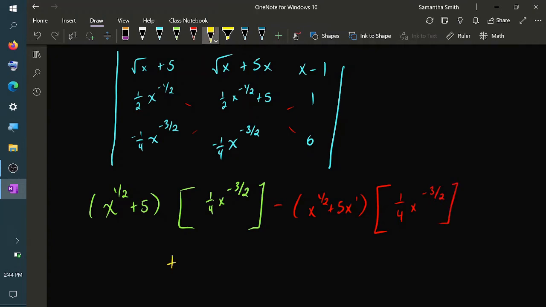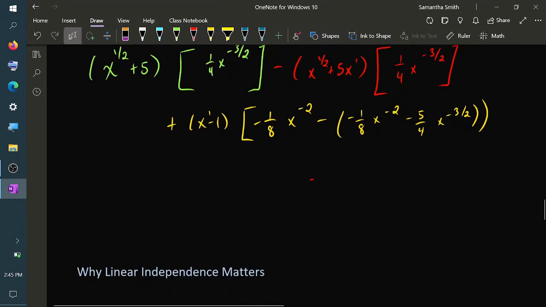And then I'm going to take the entry in the third column, first row, x minus 1, and multiply that by the determinant in the bottom left corner, which looks like it's going to be equal to negative 1/8 x to the minus 2, minus 1/8 rather, from 1/2 times negative 1/4. And then we're going to subtract what we get from the anti-diagonal product, which is negative 1/8 x to the minus 2, and then negative 5 over 4 x to the negative 3 over 2.